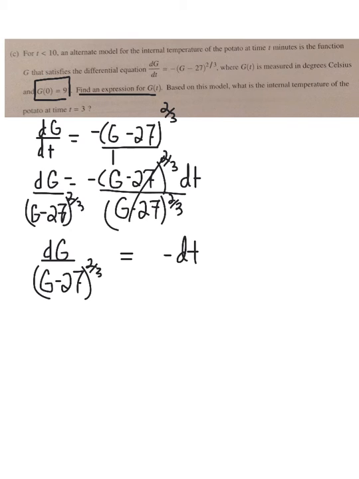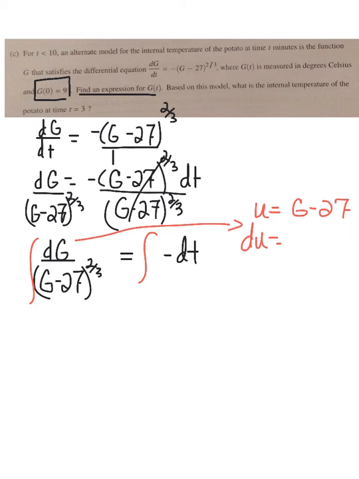Okay, so remember at this point, what do we do next? So we integrate both sides. Okay, and then what do we do on that left-hand side? What is it called? U substitution. So my u is going to be g minus 27. And then my du is going to just be 1 dg, right? So I'm just going to write dg if that's good for you.